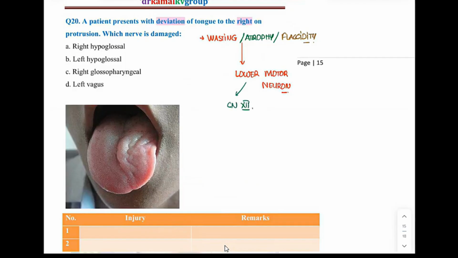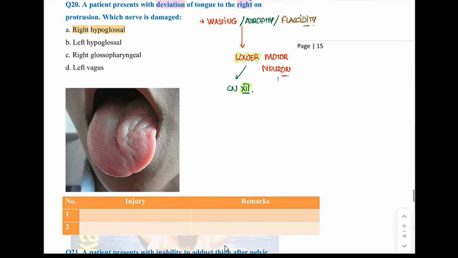So in case of lower motor neuron paralysis of the 12th nerve, the tongue will deviate to the same side of the injury. So if it is going on the right side, we can say that it is right hypoglossal. Clear? So in lower motor neuron, the tongue will deviate to the same side. So just remember this, same side deviation.